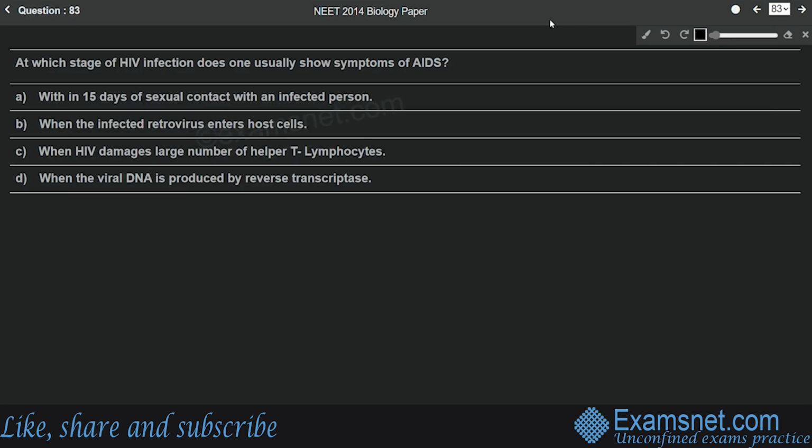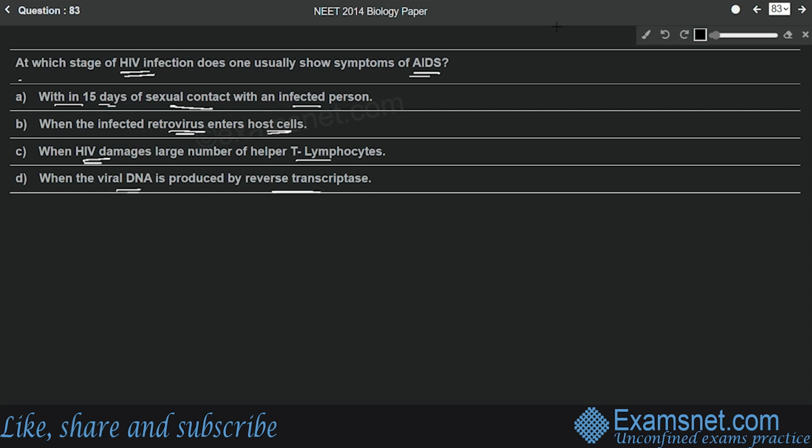Question number 83 is again from the chapter Human Health and Disease, and the question is, at which stage of HIV infection does one usually show symptoms of AIDS? Option A, within 15 days of sexual contact with an infected person. Option B, when the infected retrovirus enters the host cell. Option C, when HIV damages large number of helper T lymphocytes. And option D, when the viral DNA is produced by reverse transcriptase.